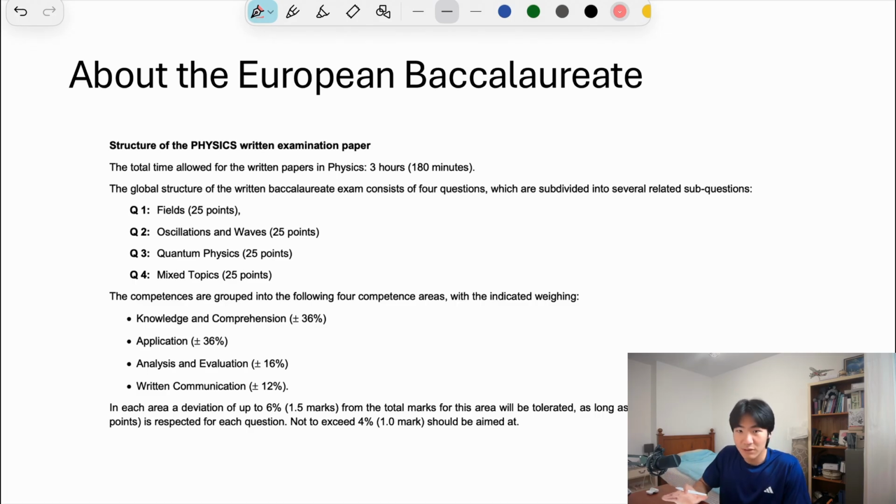So this is actually a screenshot from the official curriculum that you should be able to find online if you search up European Baccalaureate S7 Syllabus. If you search that, you should be able to find a PDF of almost 100 pages, and this is just one screenshot from one of those pages.